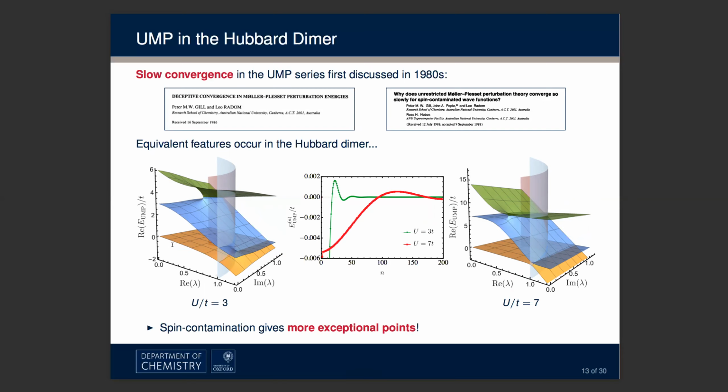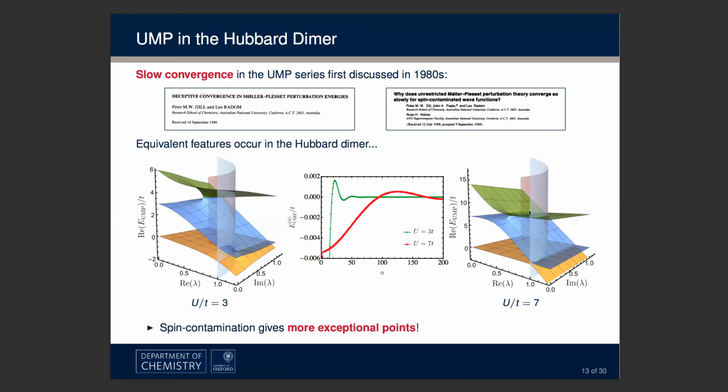So here we see now that there's an additional exceptional point which appears between the first excited and the doubly excited states. And at the same time, we see that the interaction between the two lowest energy states shifts outside the radius of convergence. And in fact, for all different u over t values, you'll find this exceptional point appears outside that radius of convergence. So the UMP expansion will always converge, but it will converge increasingly slowly as this point moves closer to the radius of convergence.